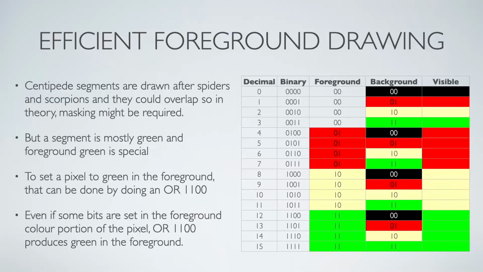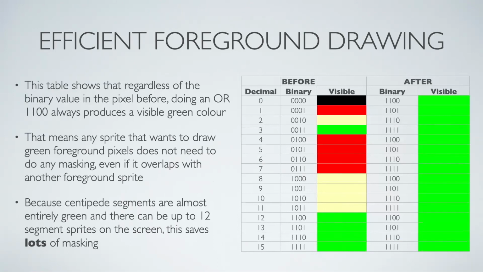There's more to this optimization. The next bug that is drawn is centipede segments, and they definitely overlap with spiders and scorpions. So it would make sense that masking would be required. Worse, there are up to 12 centipede segments, so that can be a bunch of masking. But a centipede segment is almost entirely green, and green in the foreground is special. To set a pixel to green in the foreground, we do an OR with 1100. No matter what color existed in the background or foreground, once you do an OR with 1100, it will always be green. The key to understanding this is that when you do an OR 1100, the result is guaranteed to have 11 in the upper 2 bits.